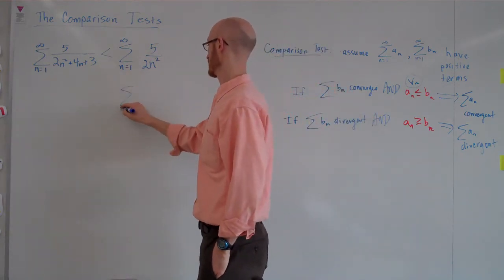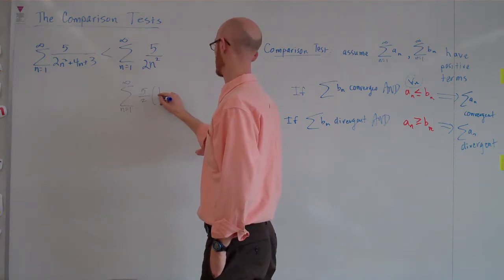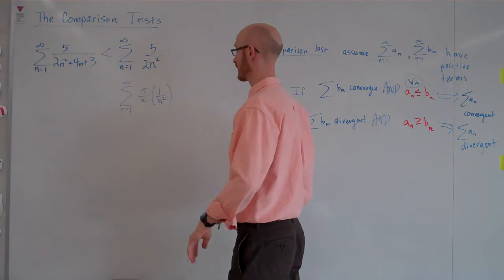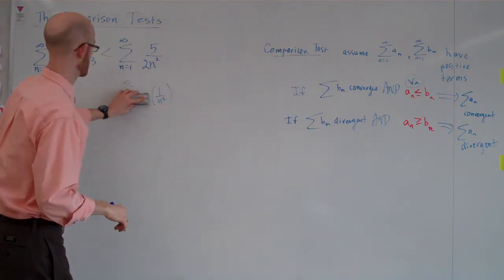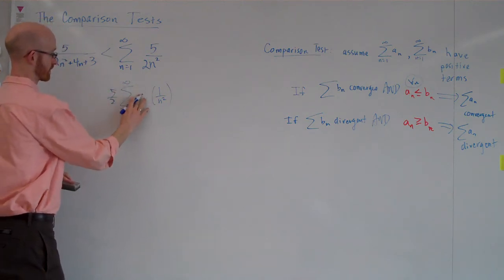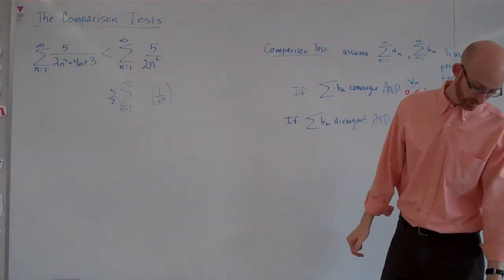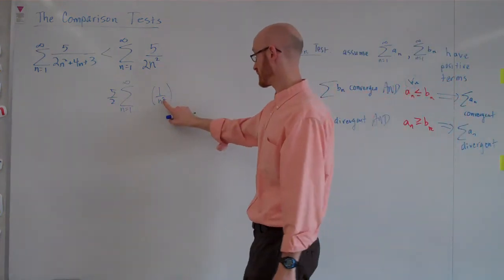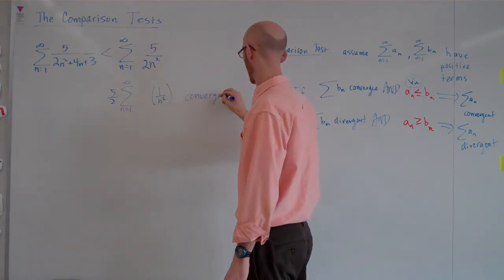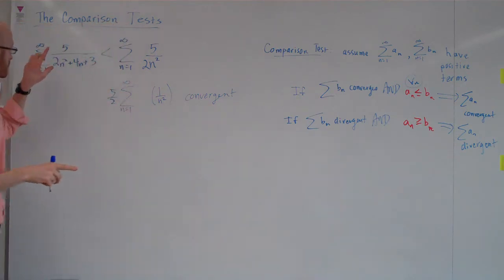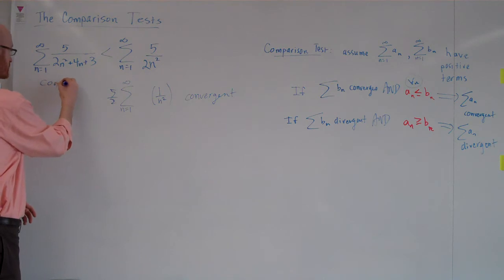This is really just the sum from n equals 1 to infinity of 5 over 2 times 1 over n squared. The 5 over 2 could even come out here if you wanted it to. That is a p-series. And it converges because p is 2, which is greater than 1. So this one converges. It's convergent. And if this is less than that, and that one converges, then this one converges as well.